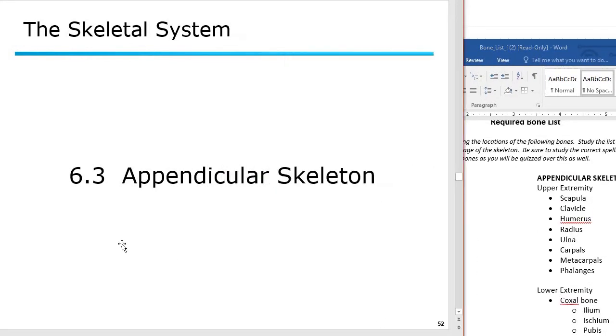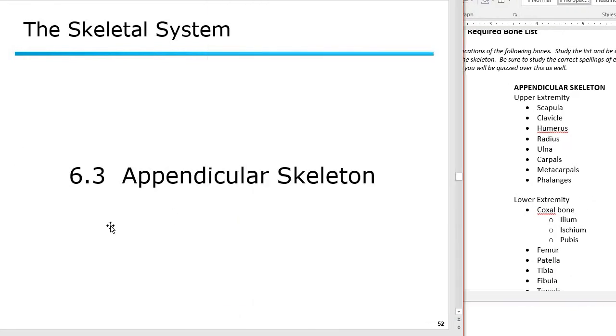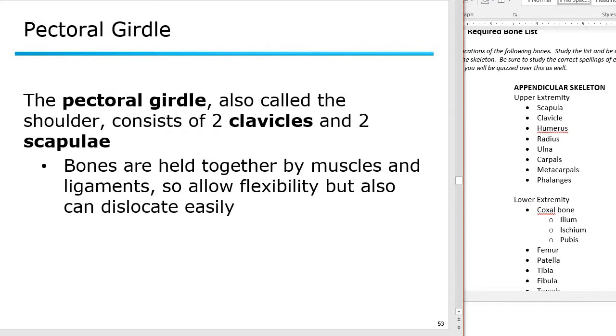Okay, so first we're going to look at the upper part of the appendicular skeleton. So this is the pectoral girdle, and then our arms. The pectoral girdle is the shoulder. This is where our arms attach to the axial skeleton. It's made up of the clavicles and the scapulae.